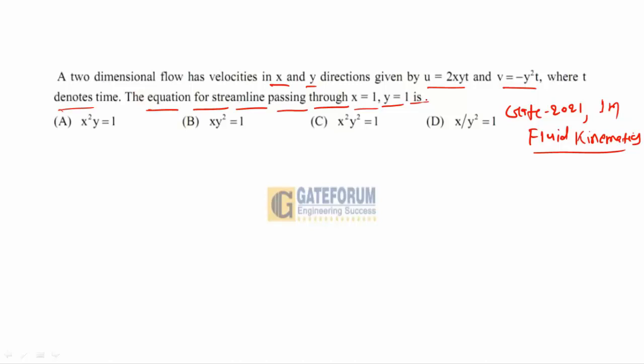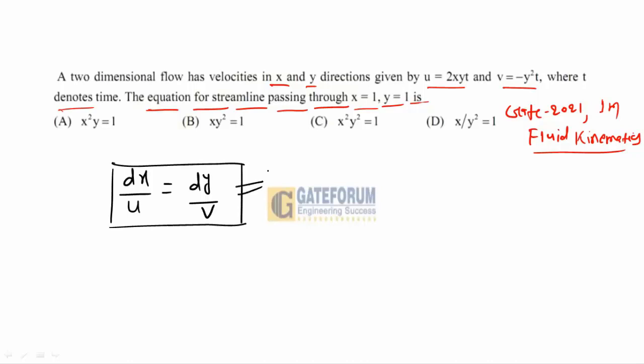Just you have to know what is the equation of the streamline. Tell me the equation of a streamline, my dear friends. Then we can say, sir, the equation of a streamline will be dx upon u is equal to dy upon v. This is the equation of a streamline. Okay, now see in this question, u is given and v is given. Yes, so put this value, you will get dx.